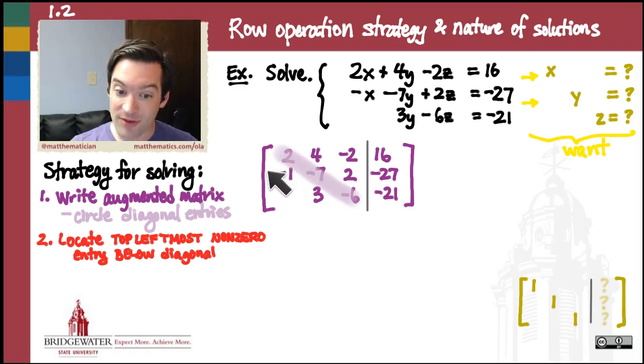And that, therefore, is the top leftmost non-zero entry below the diagonal, and that's going to serve as my first target, the first number that I want to zero out in my augmented matrix. So what we want to do now is apply some strategies that are going to turn that -1 into a 0, and this is important, without changing the set of solutions of this system of equations.